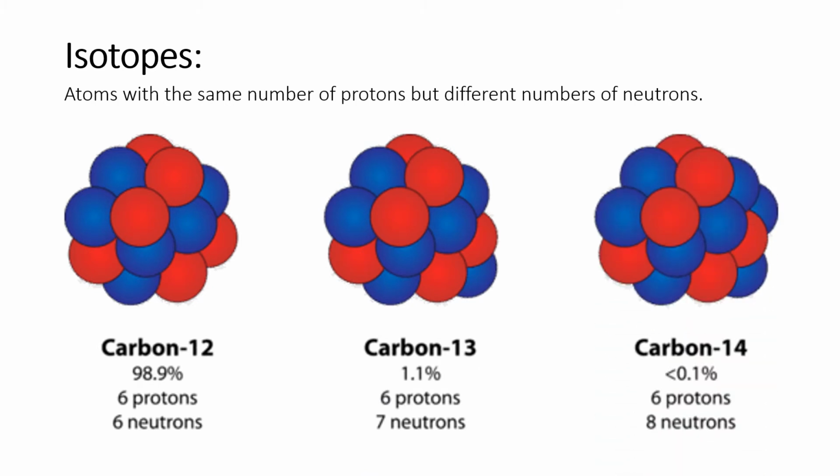So notice how the number of protons stays the same, so they are all carbon atoms. However, the number of neutrons differs, and therefore on the left hand side we have carbon 12, which has an atomic mass of 12, and in the middle, since we have 7 neutrons, the atomic mass would be 13, and on the right, 8 neutrons create an atomic mass of 14. So these are all isotopes of each other. In a sense, you can think of isotopes as different versions of the same atom.